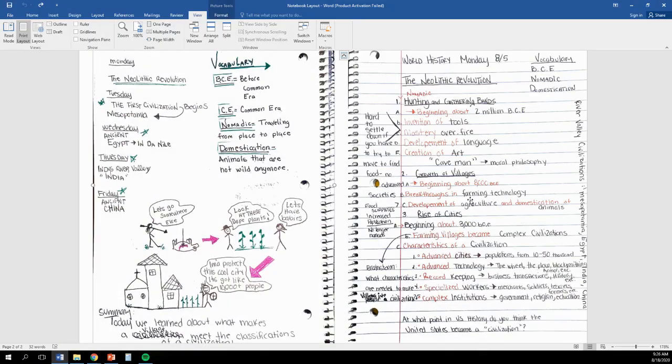So when I go to check these notebooks, I'm checking for a few things. I'm checking that you have notes. I'm checking for the key terms, the summary, and the depiction. And then I'm also checking for color. So color to me is, again, a big thing. So those are my expectations for notes, and I hope you guys got a little bit more out of this.